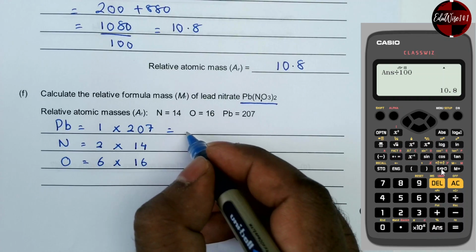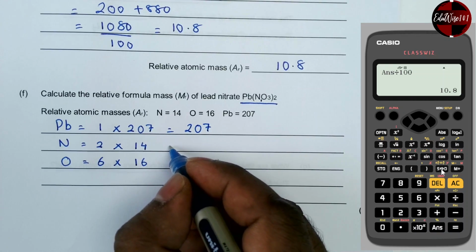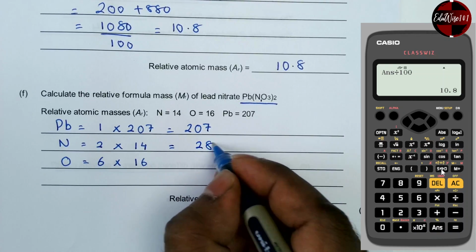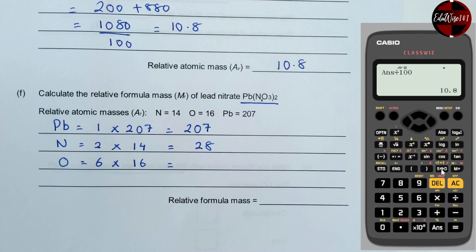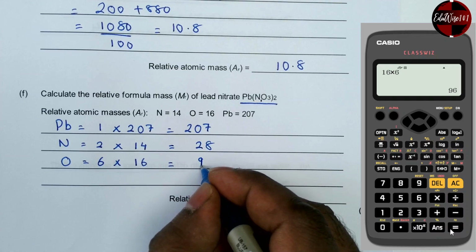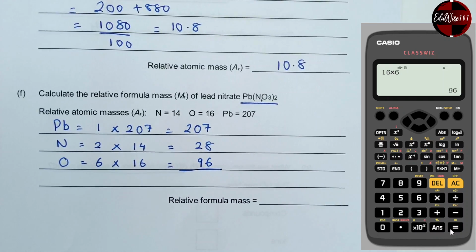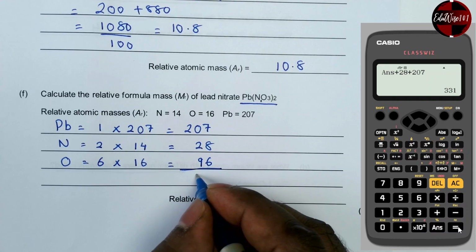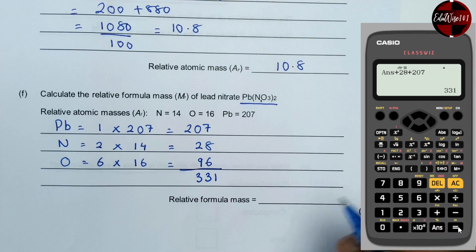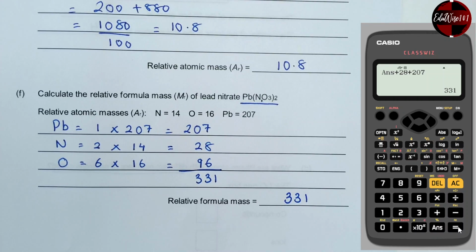So 1 times 207 is 207. 14 times 2 is 28. Now 16 times 6. So let's try that. 16 times 6 gives me 96. Add all of them up. So add 96, add 28, add 207. That gives me 331 as the answer. 331. Let's have a look at question number 2.